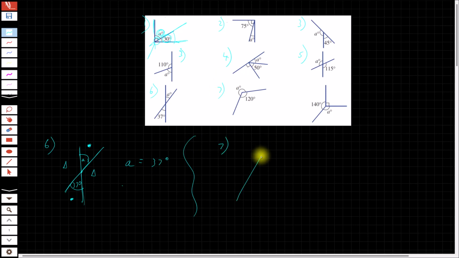We have a line here, we have a line here. We've been given this angle here as 120 degrees, but we don't know this angle here. But we can see here, if we start here and go all the way around back to the same point, that is 360 degrees. But we know this part of it here to be 120. So A equals 360, take away the 120 degrees, which equals 240 degrees. So A equals 240 degrees.